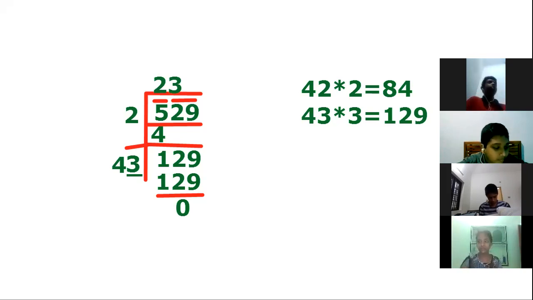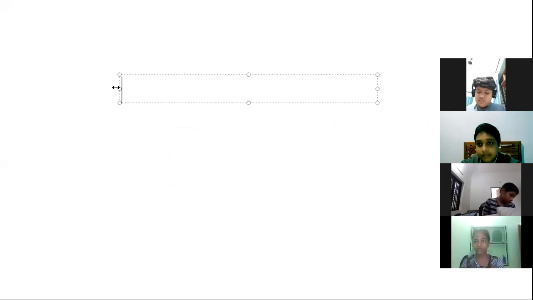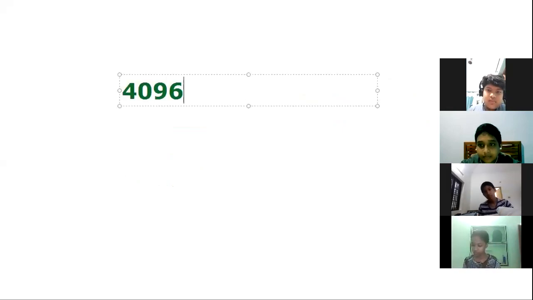Similarly, we consider the next number, 4096. In the previous case we dealt with a 3-digit number; next we are going to deal with a 4-digit number. We have to find the square root of 4096. Are you all ready? Take your rough book now, we have to do it together. We are going to find the square root of 4096 through the division method.